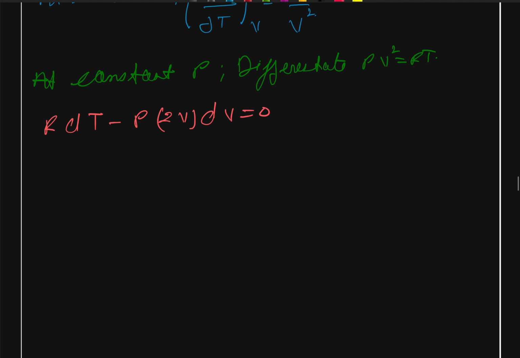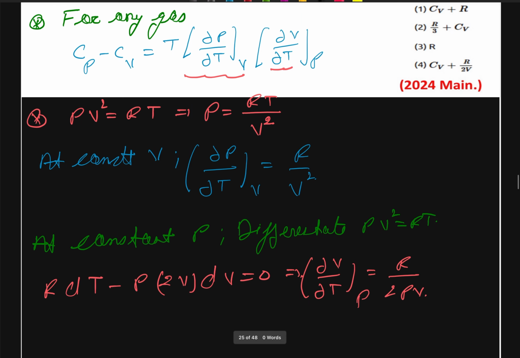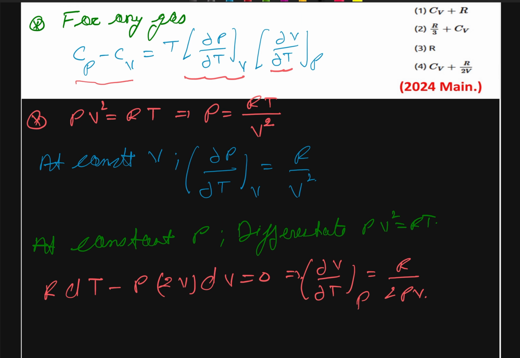Therefore, we can write that the partial derivative of V with respect to T at constant pressure will be giving us R upon twice PV. And now we can easily evaluate this Cp minus Cv, because we found out our first parameter as well as the second parameter.